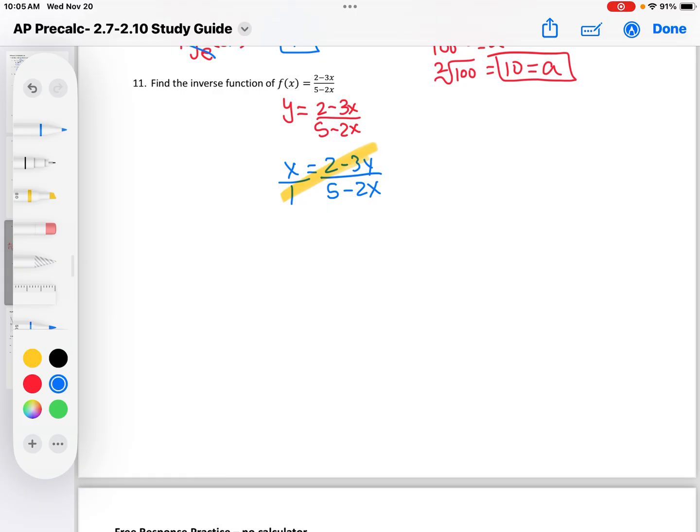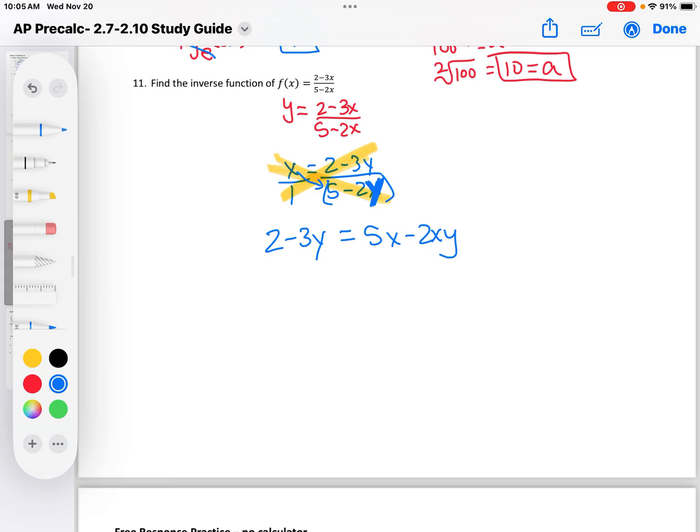Okay, so when I cross multiply, 1 times 2 minus 3y is just 2 minus 3y. And then we cross multiply the other way. We take this x and we distribute it to the 5 minus 2y. Sorry, that was a y. All right, so then when I distribute this, remember you're distributing it, so it'll be 5x minus 2xy.